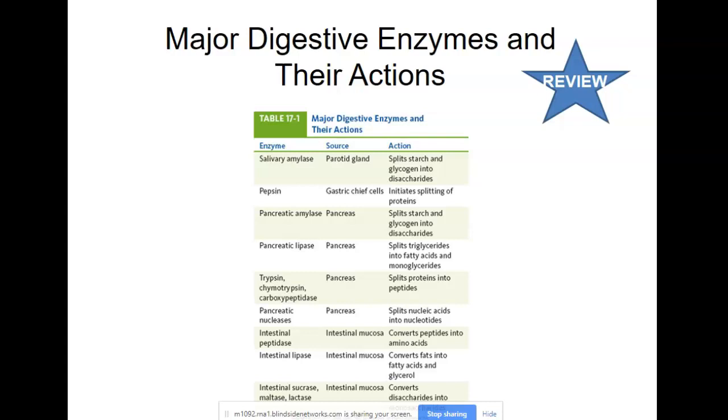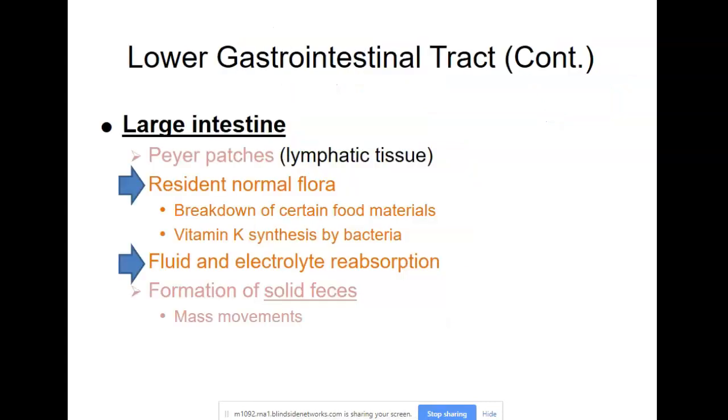I don't think you necessarily need to memorize these. The ones that I have mentioned specifically, I would just be familiar with. I don't really think that flashcards of this would be necessary, but again, just read it through and just have a general understanding of where each comes from and what does what. Keep it simple. All right, so moving on to the large intestine.